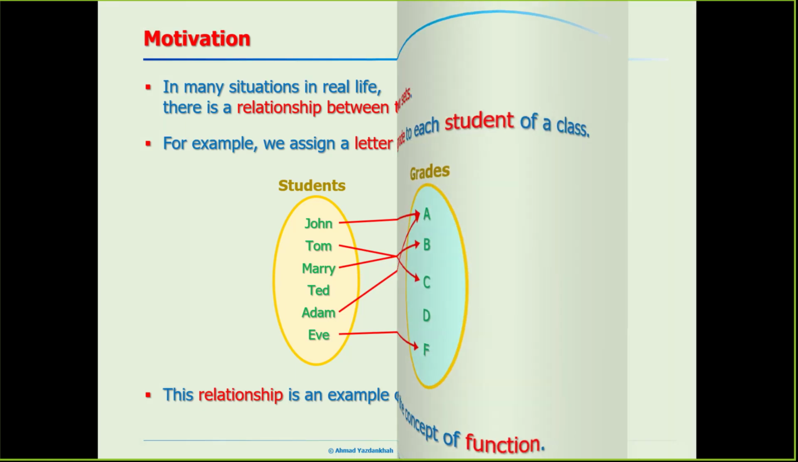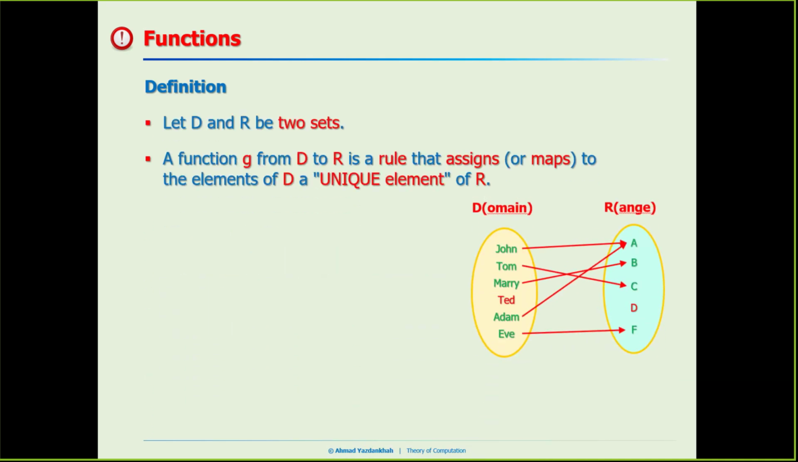Now let's define the function. What is a function? Let's assume we have two sets. Let's call them D and R. So this D stands for domain. R stands for range. If there is a relationship between these two sets, and if we can, by a rule, map John to one of these letters, Tom to one of these letters, and so forth, this is the concept of the function. But here I emphasize that this mapping should be unique.